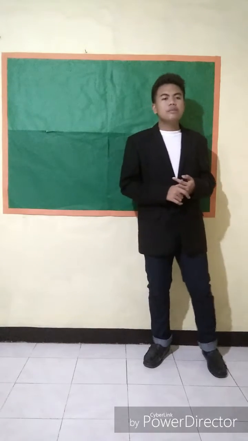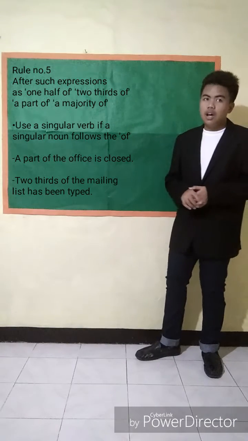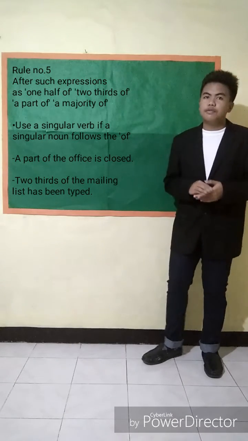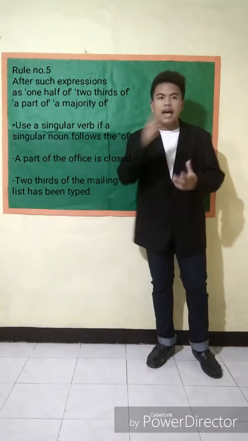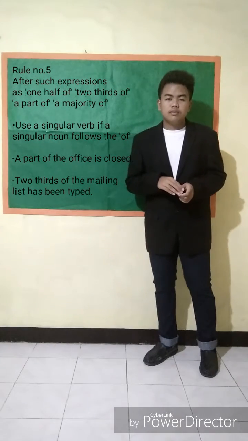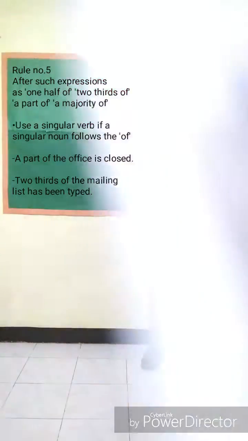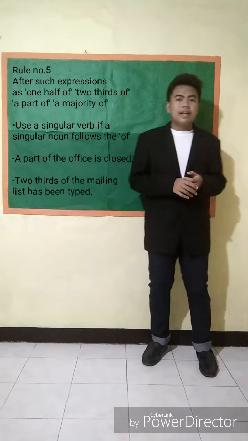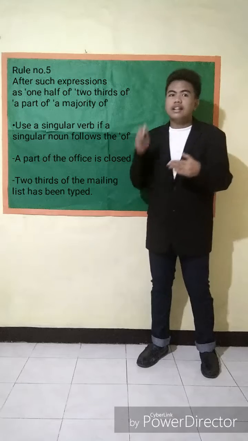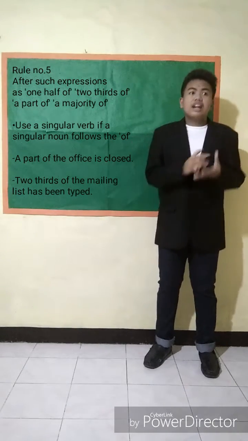Under rule number 5, after expressions such as one-half of, two-thirds of, a part of, a majority of, use a singular verb if a singular noun follows the of. Example: a part of the office is closed. Another: two-thirds of the mailing list has been typed. So use a singular verb if a singular noun follows the of. That's rule number 5.